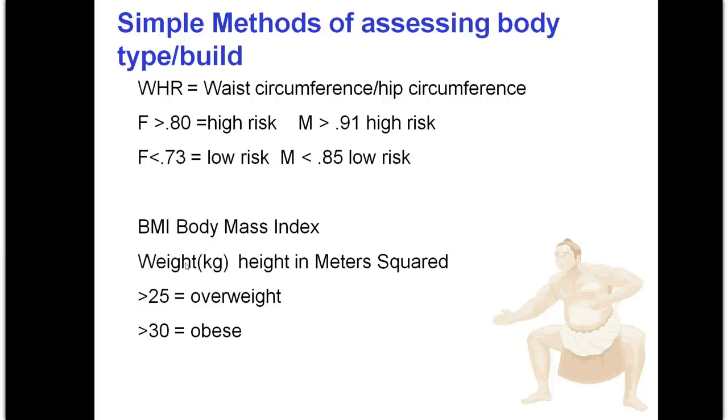So for females, above 0.80 is at high risk for obesity-related diseases. For men, above 0.91 is a high risk for obesity-related diseases, right? So the closer the waist and hip circumference, the worse it is, the more likely you are to suffer from obesity-related diseases, right? With body mass index, it's simply your weight in kilograms divided by your height in meters squared. So this is essentially just like a height and weight chart. Over 25 is considered overweight, while over 30 is considered obese and associated with negative health outcomes.